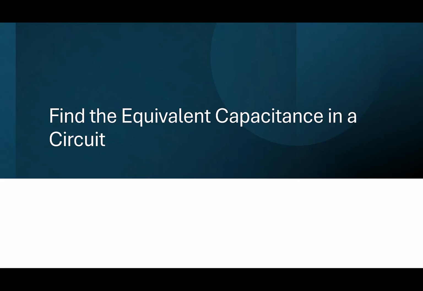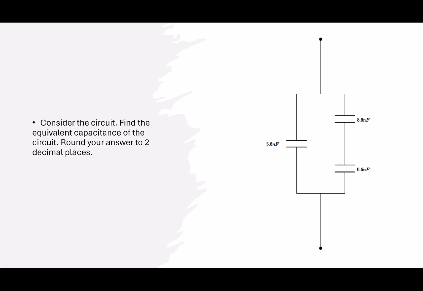Hi everybody, today we're going to find the equivalent capacitance in a circuit. We'll use the circuit on the right to find the equivalent capacitance of the circuit. When we're done, we'll round our answers to 2 decimal places. Notice we have 2 capacitors that are in series along with 1 capacitor that's in parallel.